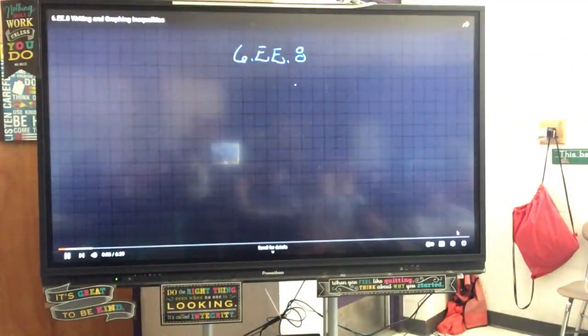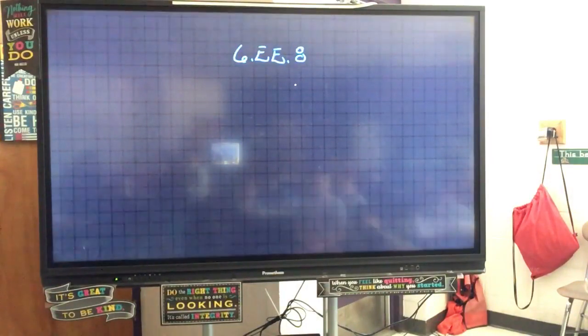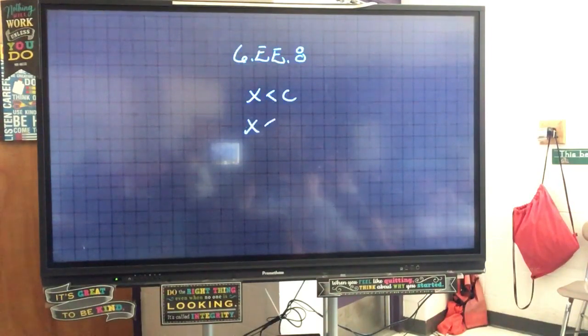Hello, ladies and gentlemen. Today we are going to be talking about 6th grade standard equations and expressions, number 8. This says that we'll be able to write inequalities that represent real-world situations in the form of x is less than some quantity, or x is greater than some quantity, right? And c is just standing in for some quantity. So let's see what this might look like, right?